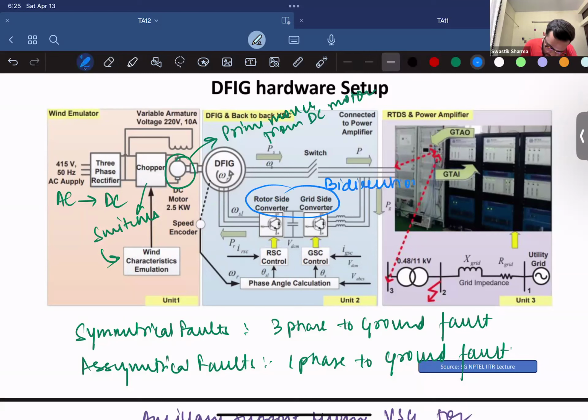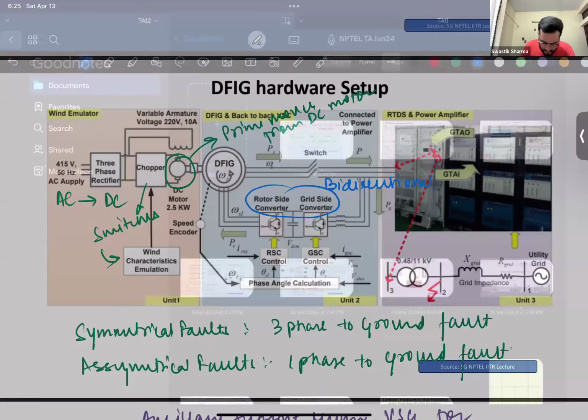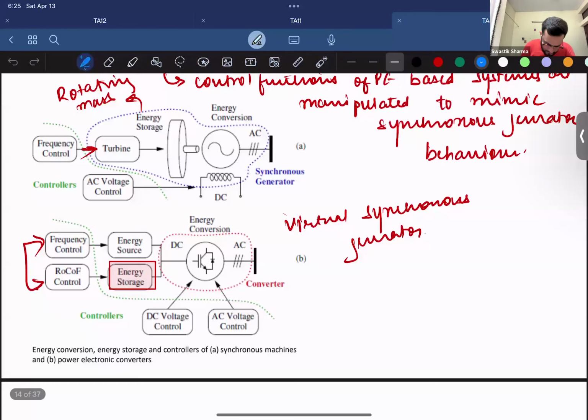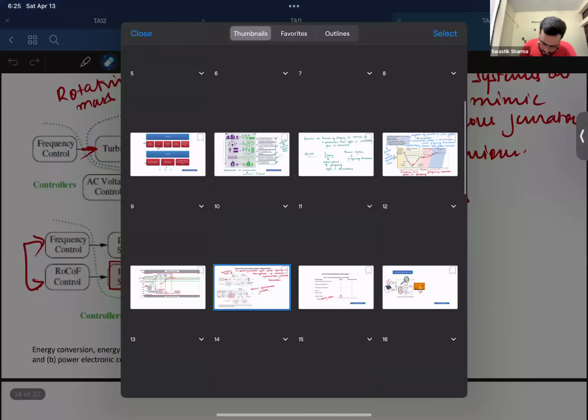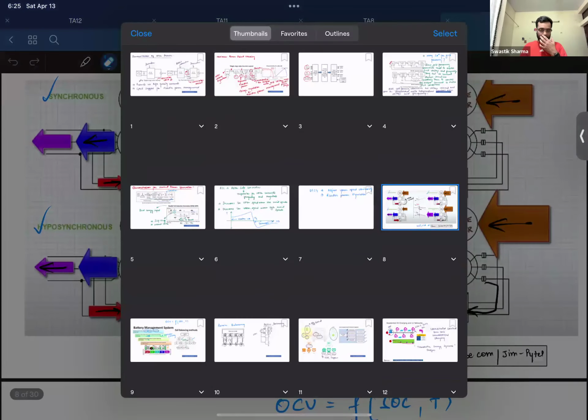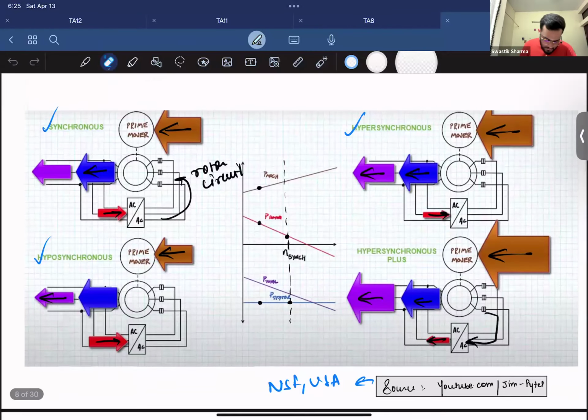So I've discussed this in, I guess, I don't remember, week 10, week 8, I guess. Just looking, week 9. Yeah. So the same thing I discussed in week 9.